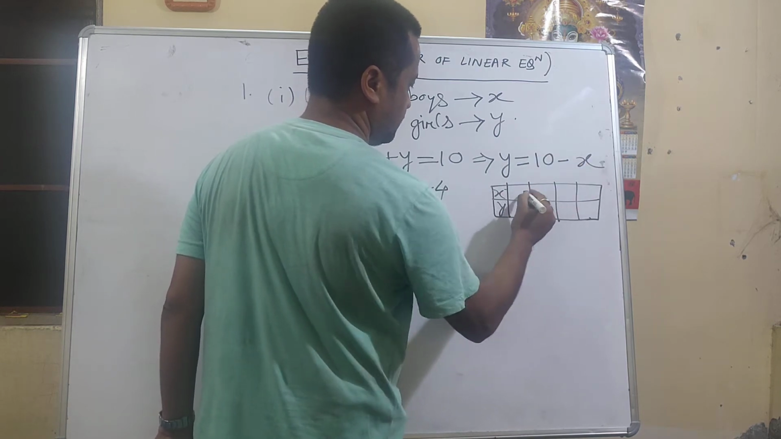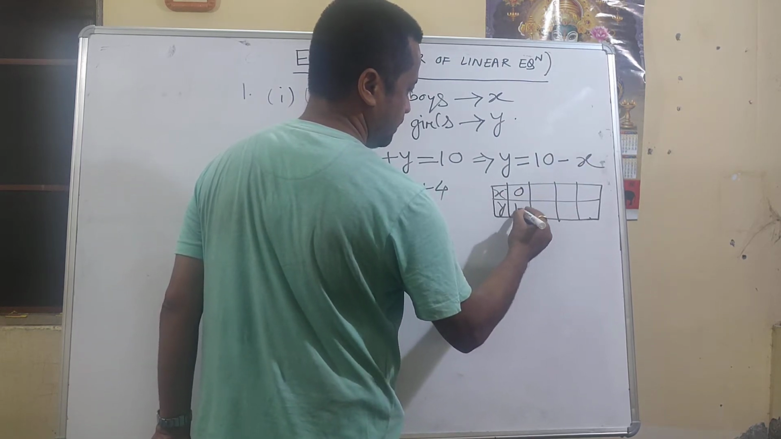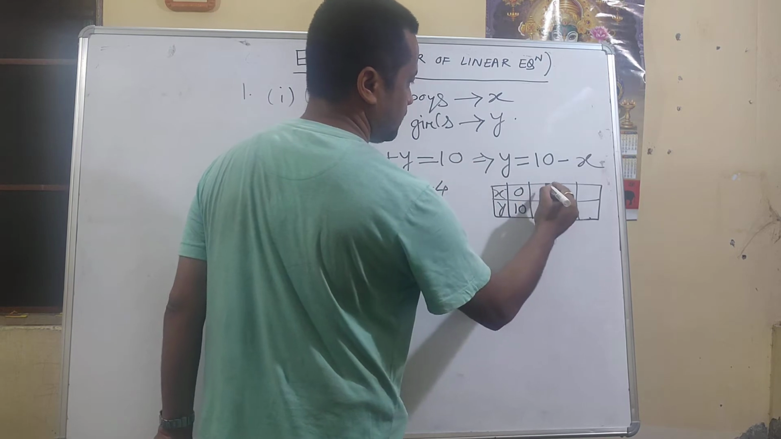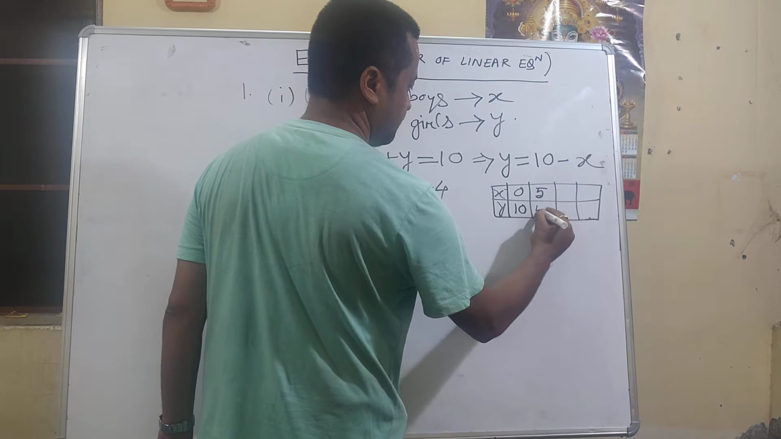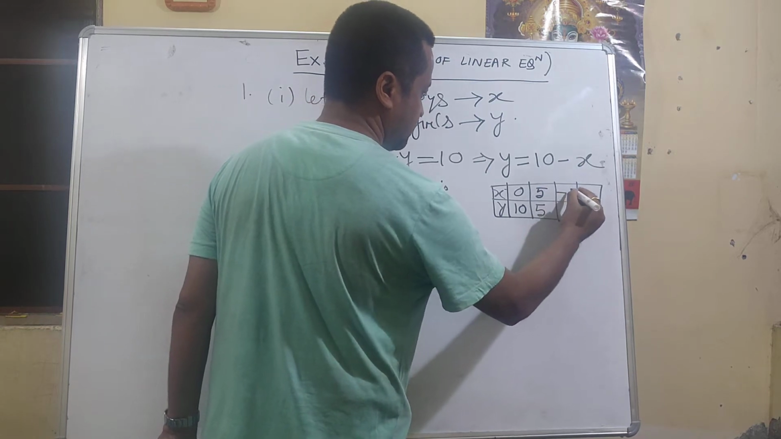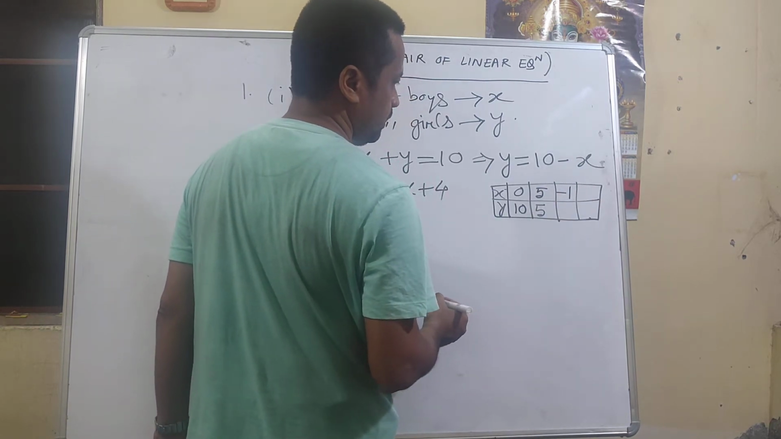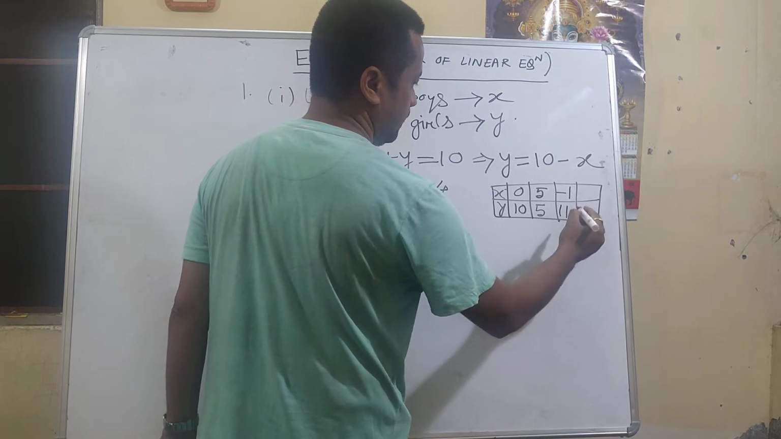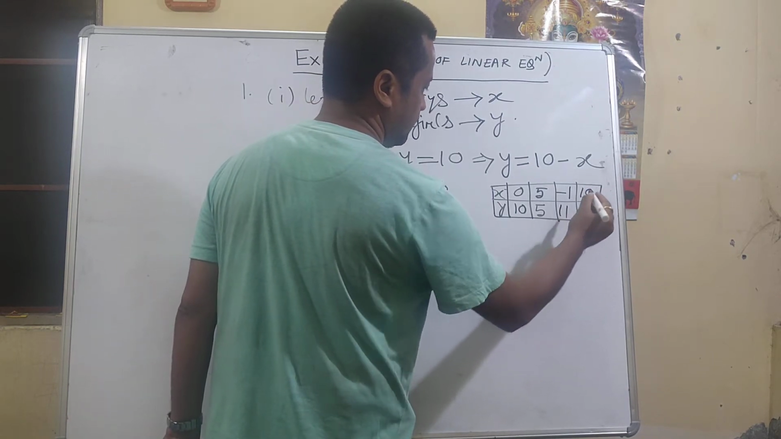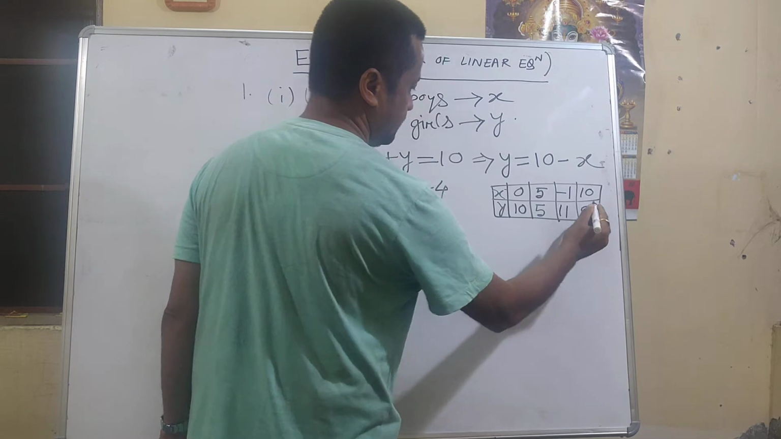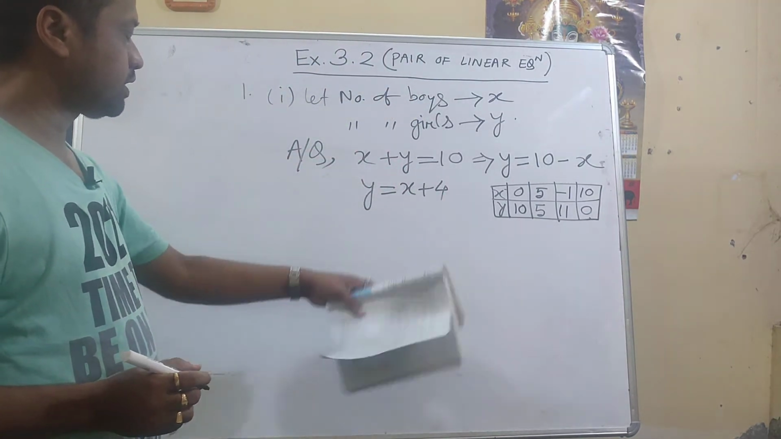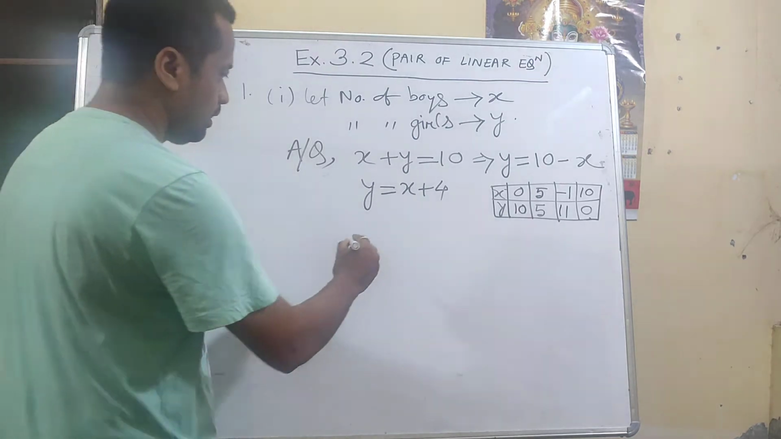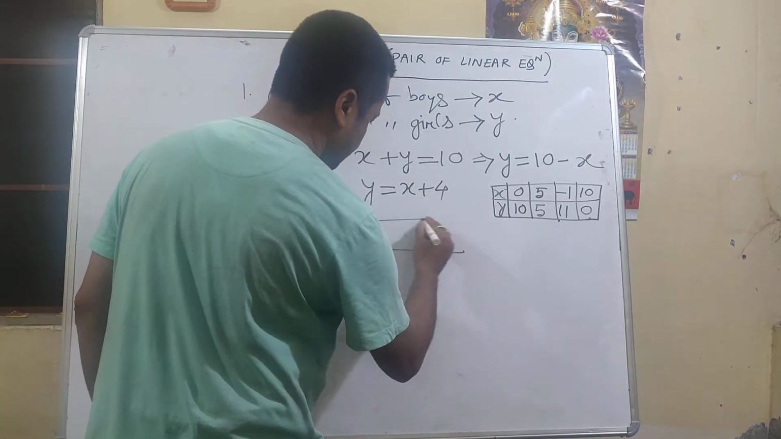If x is equal to 0, then y is equal to 10. If x is equal to 5, then y is equal to 10 minus 5, that is 5. If x is equal to minus 1, then y is equal to 11. If x is equal to 10, then y is equal to 10 minus 10, that is 0. This is the table for x plus y is equal to 10. And now the table for y is equal to x plus 4.